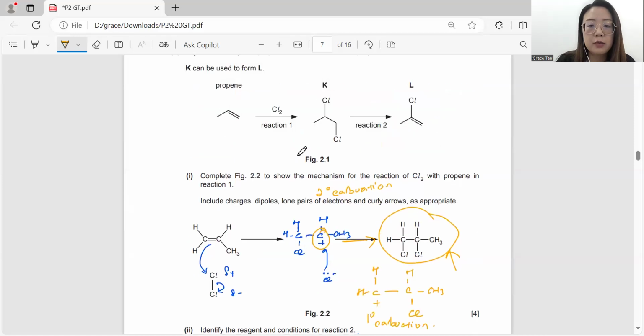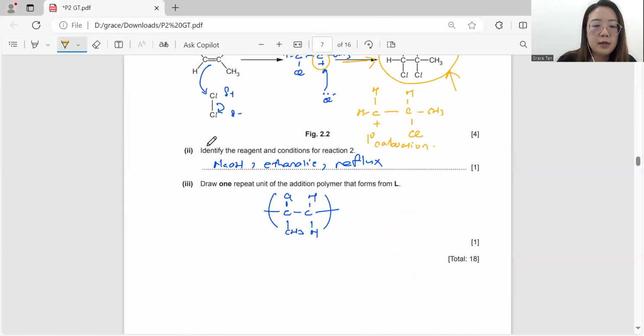So let's look at reaction 2. Reaction 2, if you draw the whole thing out, every carbon must have 4 bonds, you remove HCl. So this is called elimination, NaOH ethanolic reflux, heat under reflux.